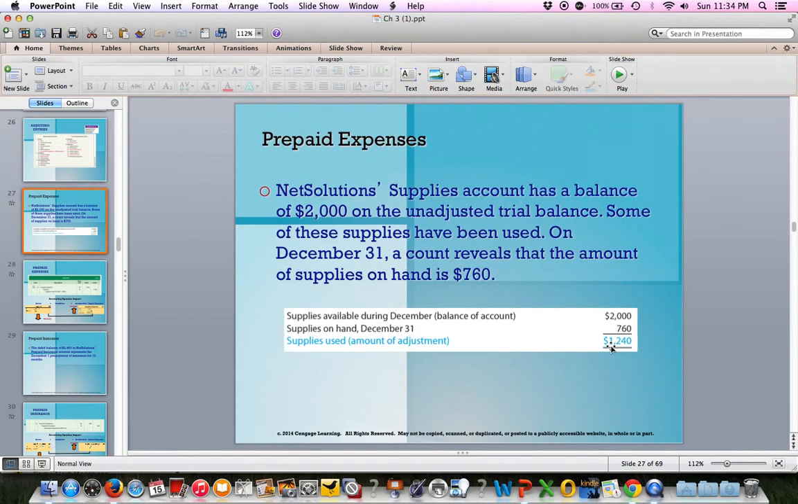And so prepaid expenses then. Here's an example of a prepaid expense. So it says that Net Solutions' supplies account has a balance of $2,000 on the unadjusted trial balance, but we know we've used some supplies since last time. And so we do a count. We go to the supply room, and we figure out how much supplies we have on hand. And the answer is we have $760 on hand. We had $2,000, now it's $760, so the difference of $1,240 is what we've used. And that requires an adjustment because we need to get from $2,000 down to $760.